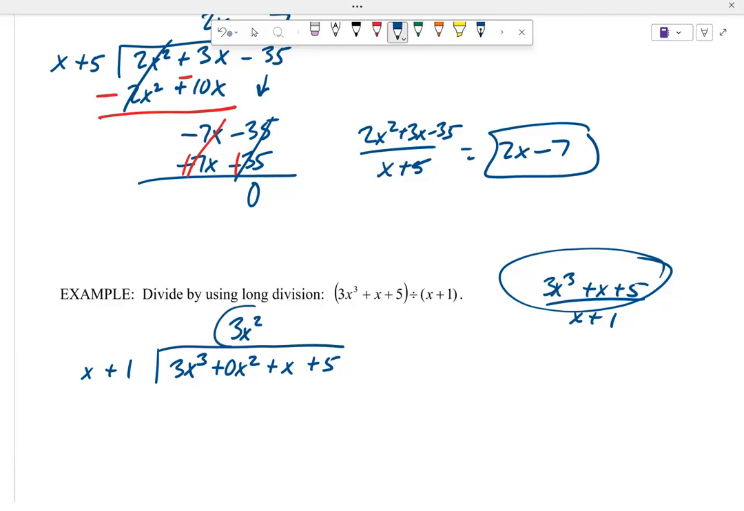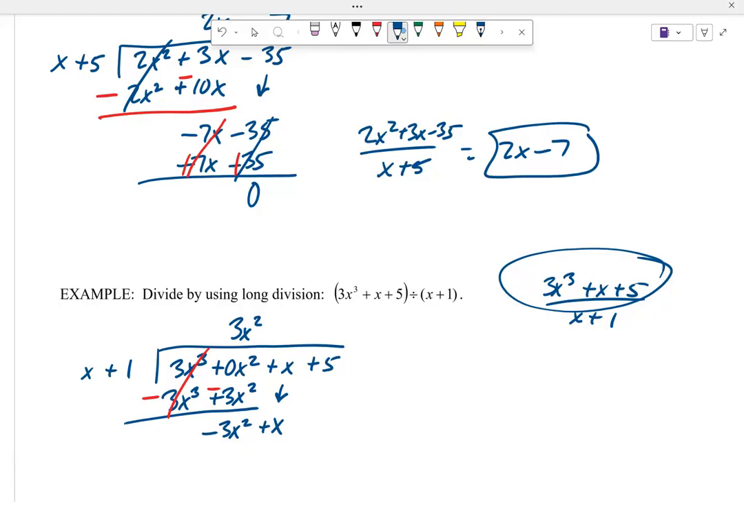Now we're going to multiply it through. 3x squared times x, 3x cubed. 3x squared times 1, 3x squared. Don't forget, you got to change this sign. Now 3x cubed minus 3x cubed, that's gone. 0x squared. See how it lines up nicely for me? I have 0x squared minus 3x squared, that lines up my like terms, right? Well, that's a minus 3x squared. And you got to bring down the plus x.